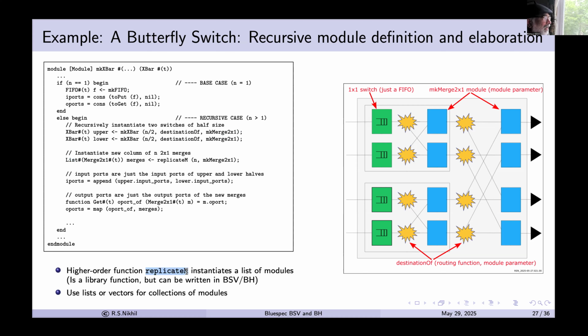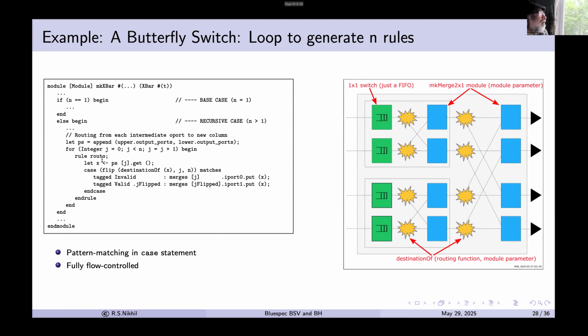Replicate n is a library function because it's so useful, but it's something you can write within BSV itself. Like I said, it's the full power of Haskell, so you can write replicate m yourself. If you don't have a higher order function that's suitable for your purpose, you can write it yourself. Then finally, let's look at the behavior, right?